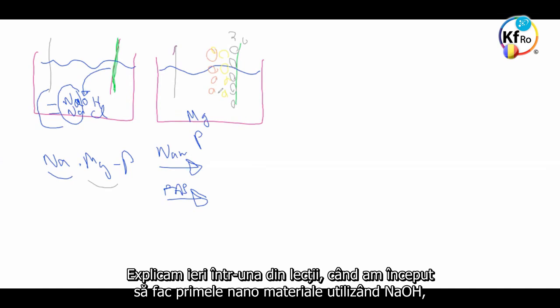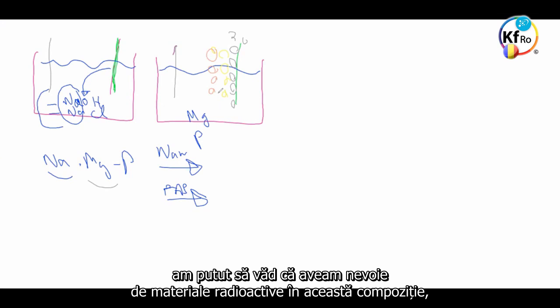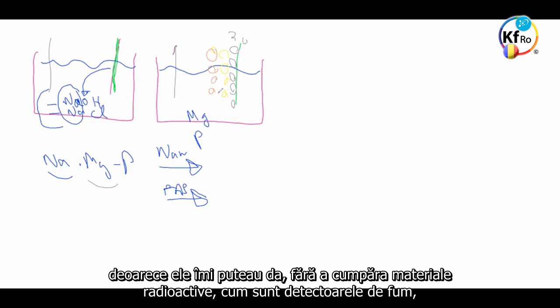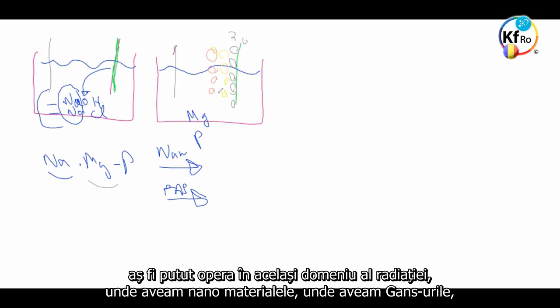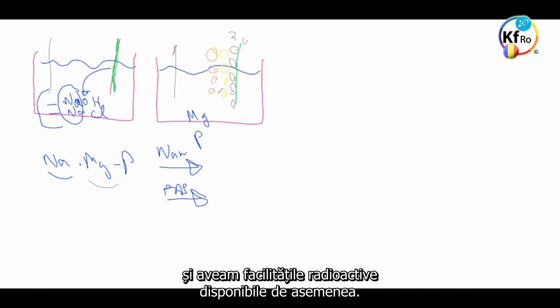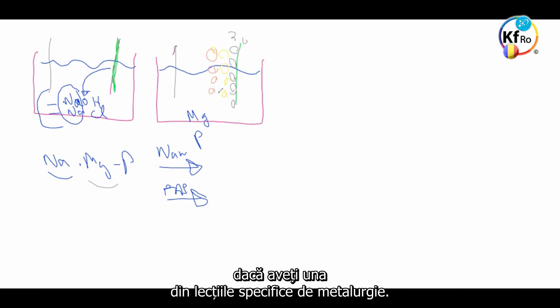When I started making the first nano materials using NaOH, I could see I needed radioactive material in this composition, because it would give me, without buying radioactive materials like smoke detectors, I could operate in the same region of radiation where I had my nanomaterial, where I had my GaNs material, and I have my radiation facilities available too. And it's the first time I reveal this to you, if you haven't been in one of my specific teachings on metallurgy.